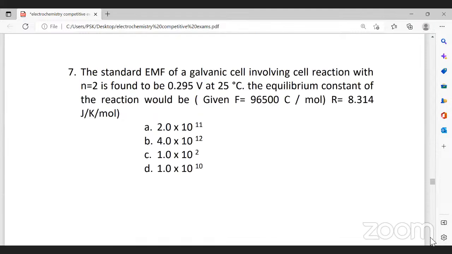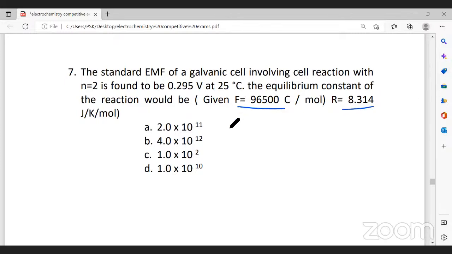The standard EMF of a galvanic cell involving a cell reaction with n equal to 2 is found to be 0.295 volt at 25 degrees Celsius. The equilibrium constant would be... they've given you the value of Faraday, they've given you the value of R.